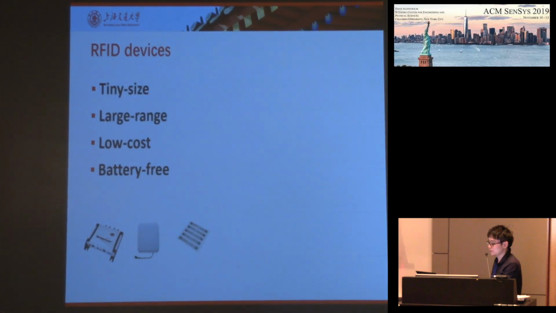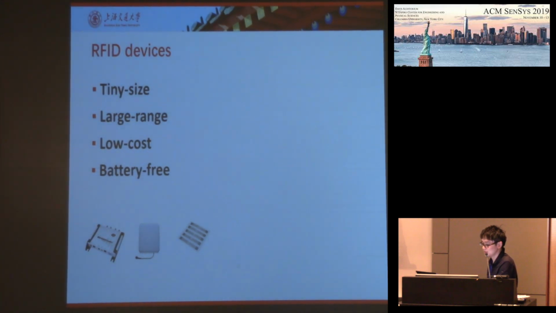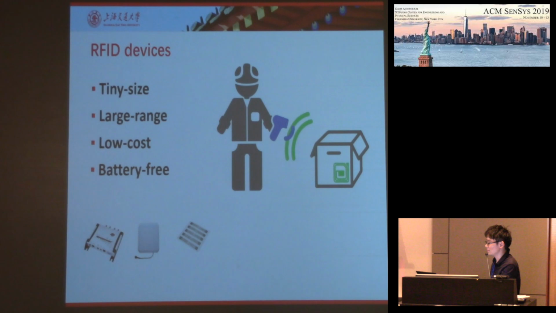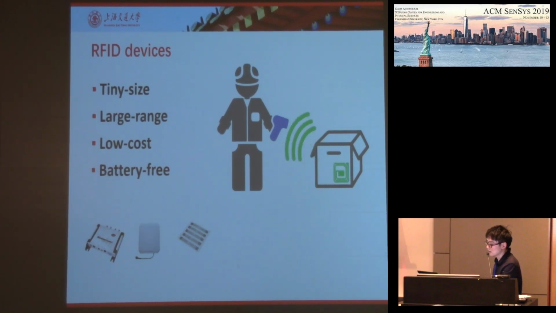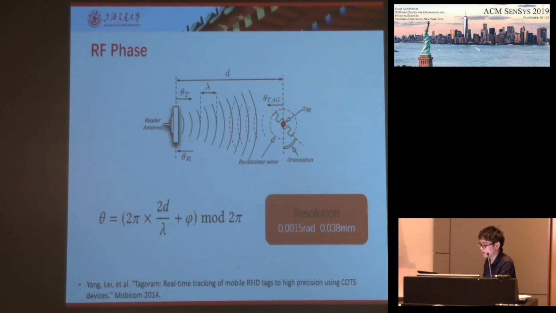As an important building block of Internet of Things, radio frequency identification (RFID) technology has demonstrated to be a promising method for accurate indoor localization. It has tiny size, large range, low cost, and is battery-free. We can capture some key indicators of objects by simply attaching flexible tags on them. In our work, we focus on RFID phase, which has a higher resolution and is more sensitive to the change of the distance between the antenna and the tag.